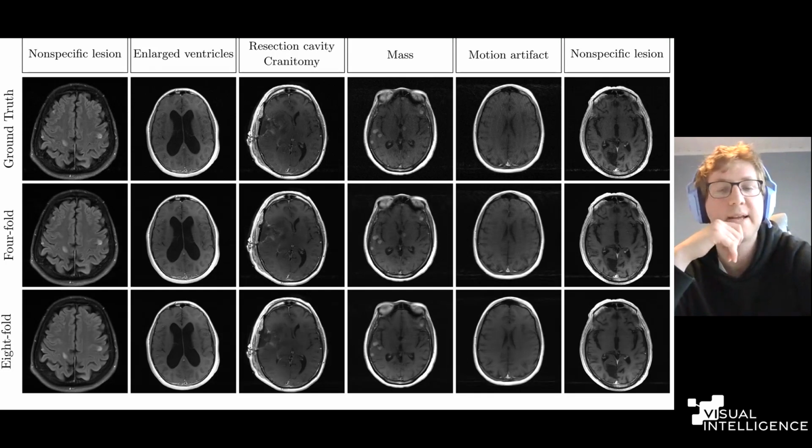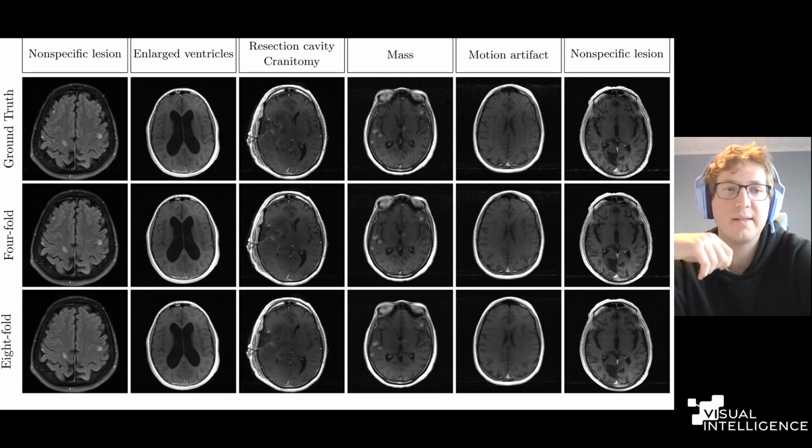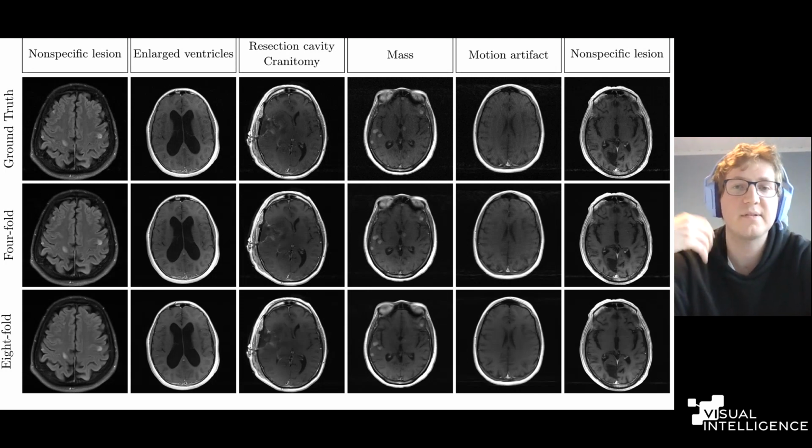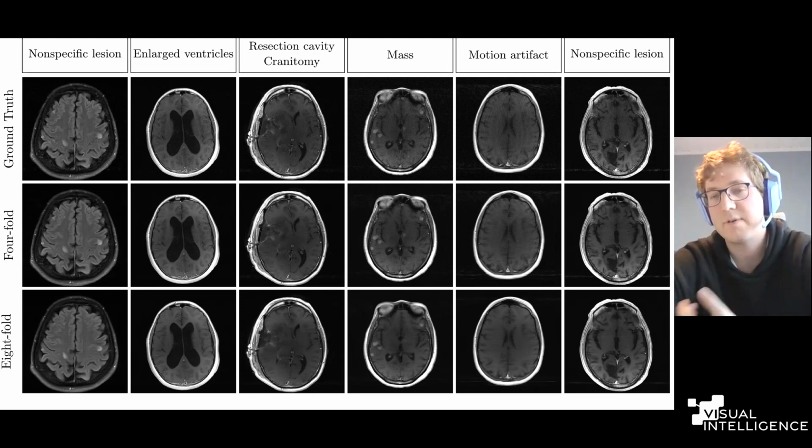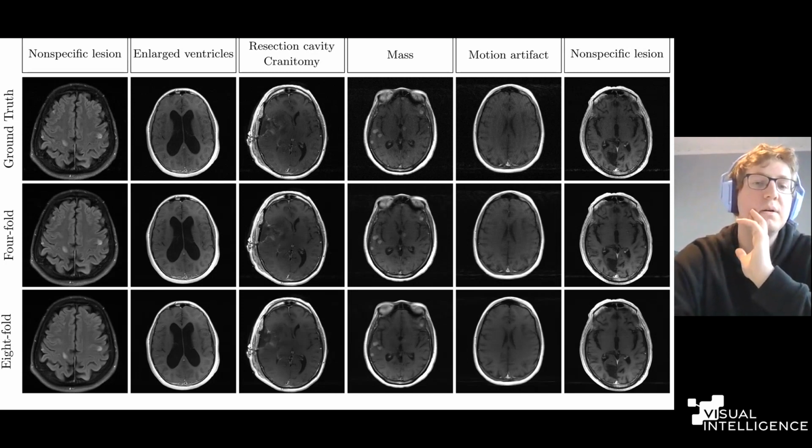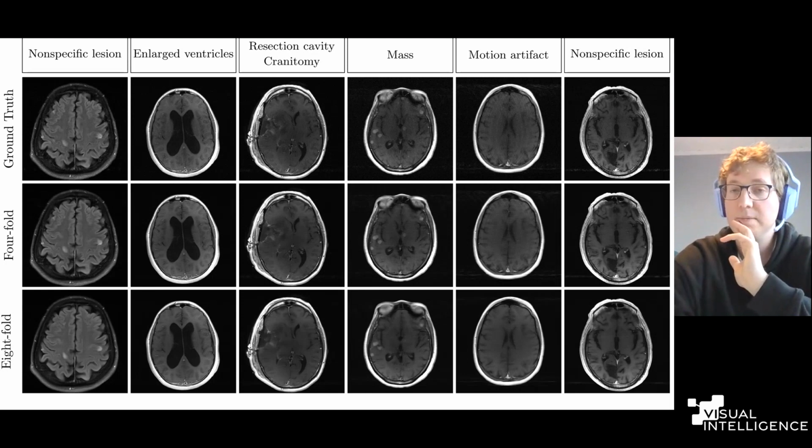So let's take a look at some images. On the top row, you can see the ground truth image. So this is the fully sampled image. And the middle row is the fourfold accelerated one, so 25% of the data, or 4 times accelerated. And the bottom row is the 8 times accelerated. And in general, the reconstructions are quite good. They perform well.